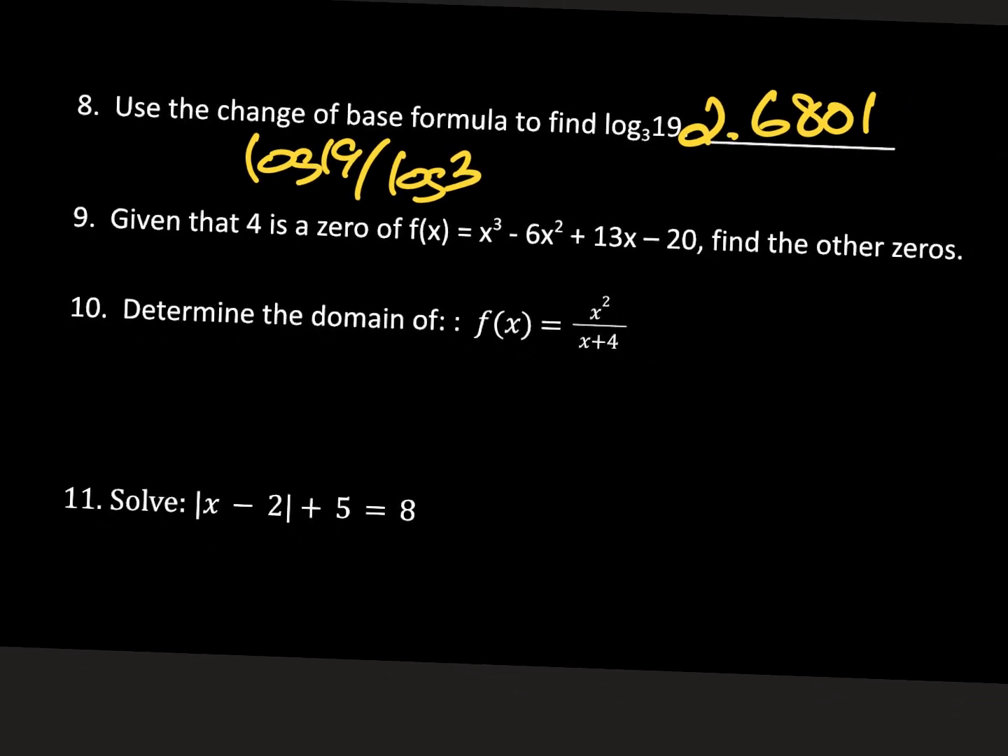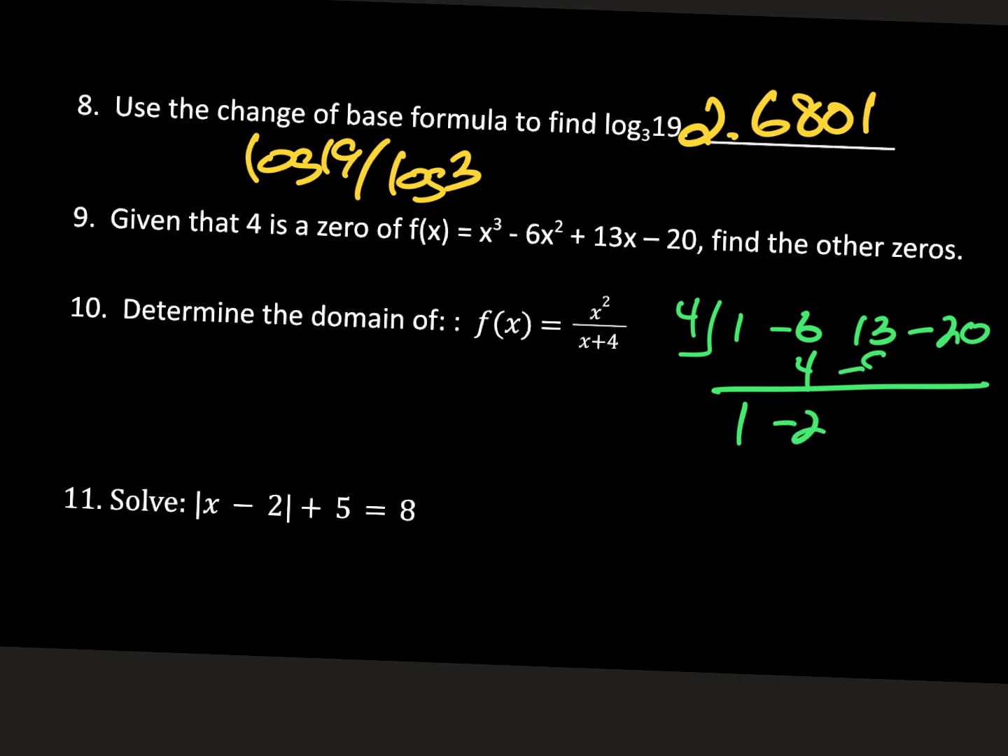But number 9 says, given that 4 is a 0, find the other 0. So if 4 is a 0, that means you can plug 4 in the box, and it's guaranteed to work if it truly is a 0, which I don't think I would kid you there. Bring the 1 down. 1 times 4 is 4. Add them up. Multiply. Add them up. Multiply. Sure enough, you get a 0 here.